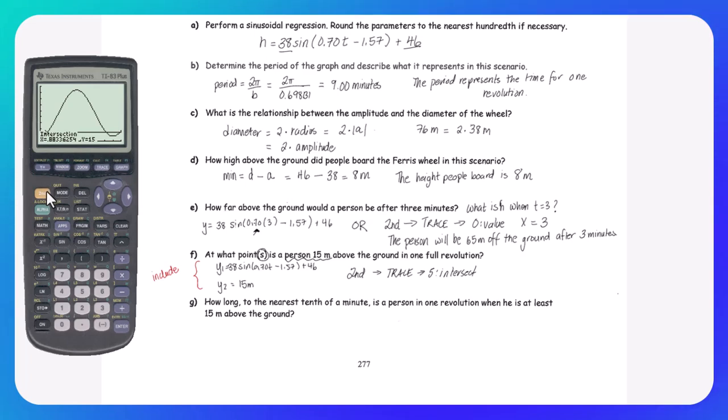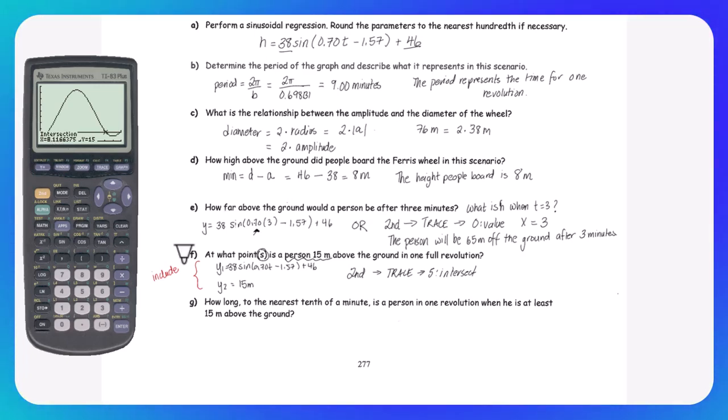Let's go ahead and find the second one before we write these down. Second trace and go 5 again. And this time we have to go all the way over. Let's do it this way. There we go. The shortest distance between 2 points is a straight line. So let's do it that way instead of going over the hill. So we hit enter, enter, enter. So when y equals 15, the time equals 8.11. Okay, we got that.